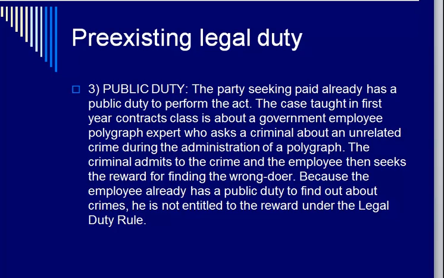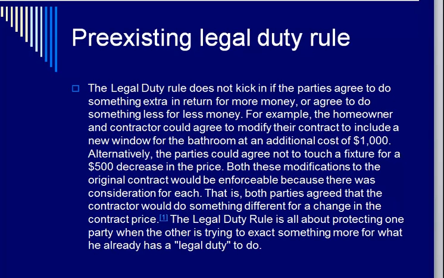You can kind of spot these cases by figuring out what just seems not right. Think about this situation. You've got a polygraph expert who asks a criminal about an unrelated crime during the administration of a polygraph. The criminal admits to the crime, and the employee then seeks the reward for finding the wrongdoer. So basically, the polygraph expert is getting something extra out of the deal, but they're already being paid for their job. Because they have a public duty to find out about crimes as part of their job, they don't get the reward that comes from turning that person in. That kind of makes sense, right? At a basic level, that makes sense?